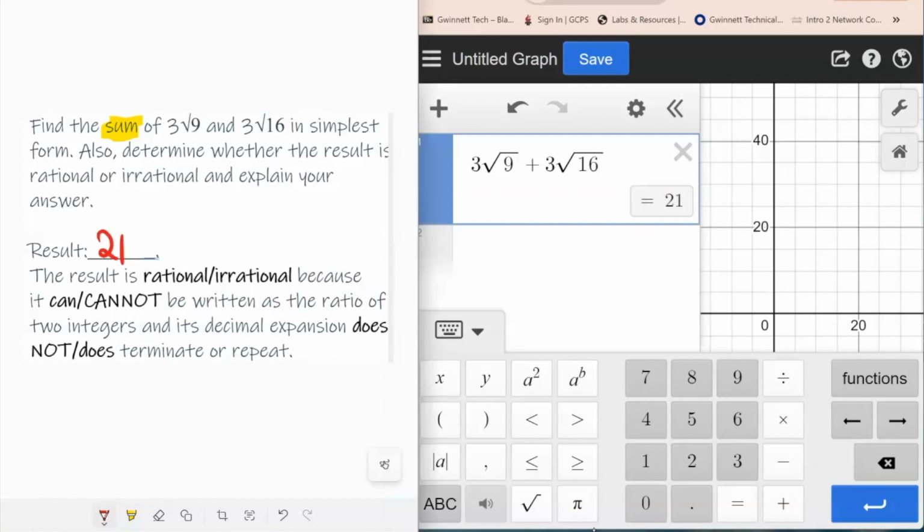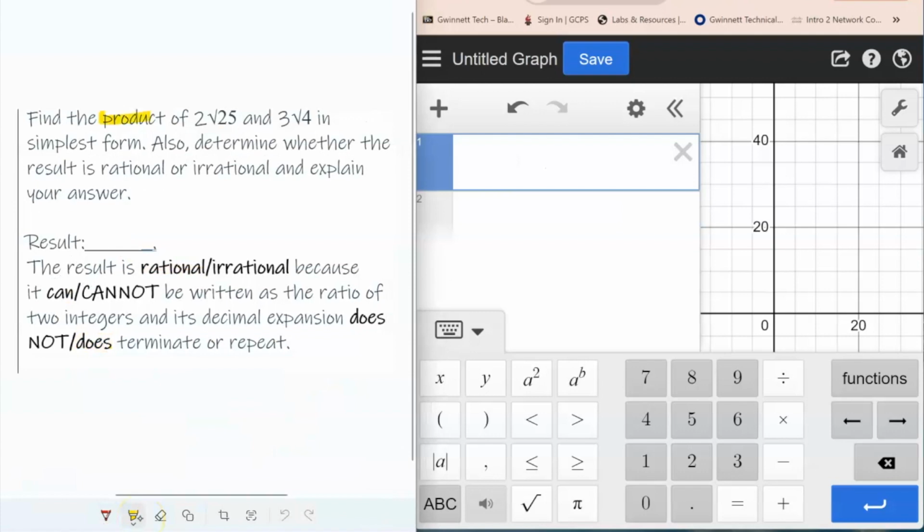So sometimes I can get away with not having to work it out because the answer is what? Is it rational or irrational? It is rational because it can be written as a ratio of 2 integers. That would be 21 over 1, because 21 divided by 1 is 21. That's a ratio of 2 integers. And its decimal expansion does terminate or repeat. So I can write 21 as 21.0, that terminates, or I can write it as 21.0000000 repeating, right? So again, this is a rational result.